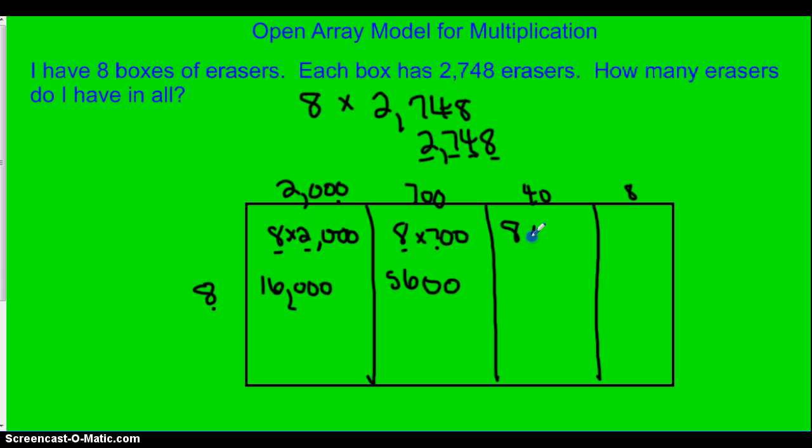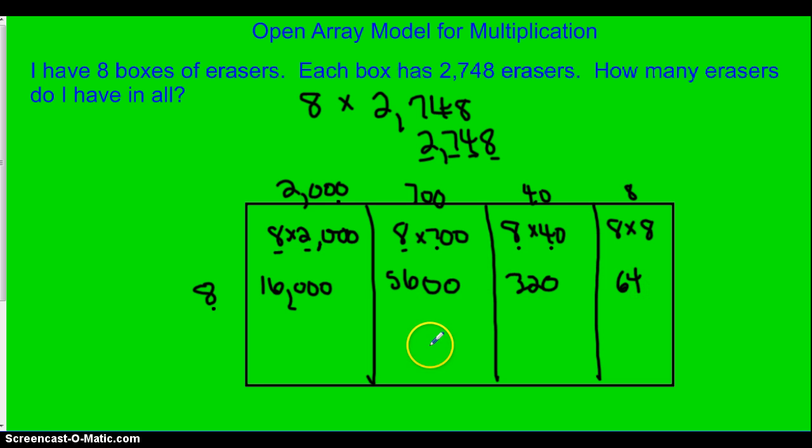This one would be 8 times 40. So 8 boxes, still with 40 pencils in each one. So 8 times 4 is 32, so that's 320. And then last, we have those same 8 boxes with 8 more pencils in each. So 8 times 8 would be 64.